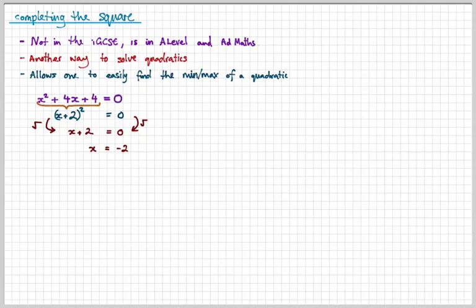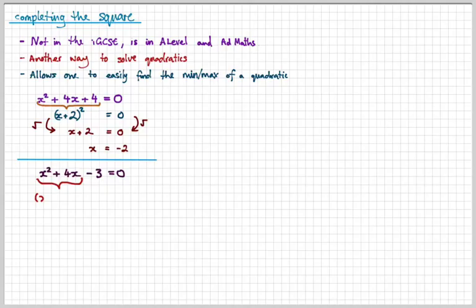Okay, so let's look at a more complicated equation and see how we would use completing the square to solve it. So we're going to look at x squared plus 4x minus 3 equals 0. What we're going to do is change this x squared plus 4x. It sort of looks a bit like the first example. The first example was x squared plus 4x plus 4, and we've just got x squared plus 4x here. So we're going to change that.